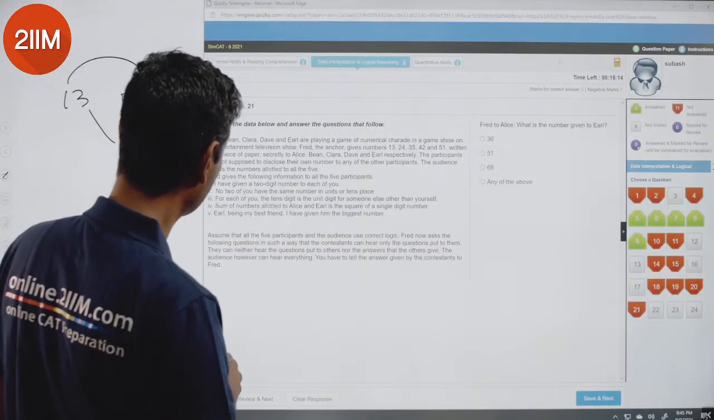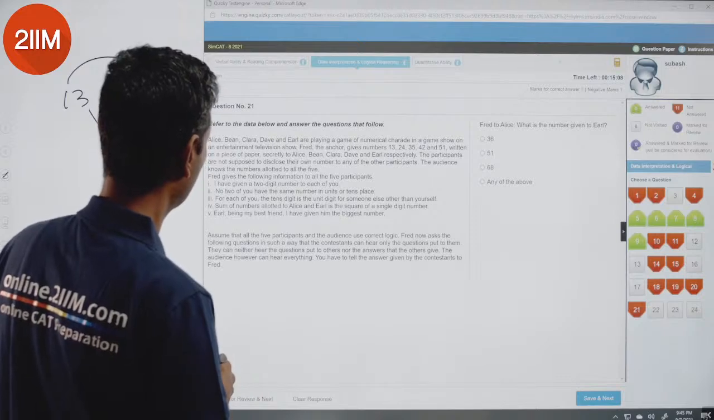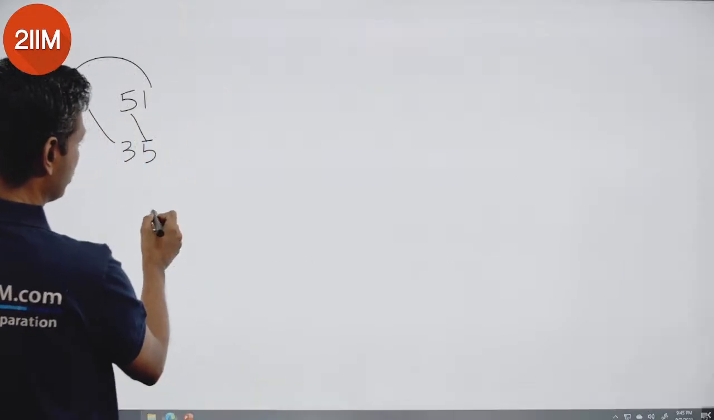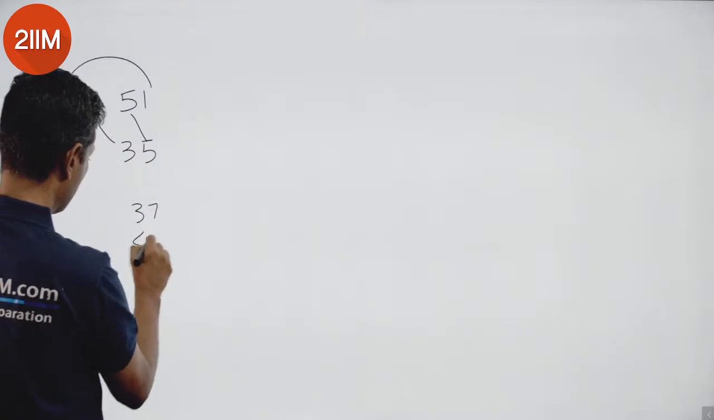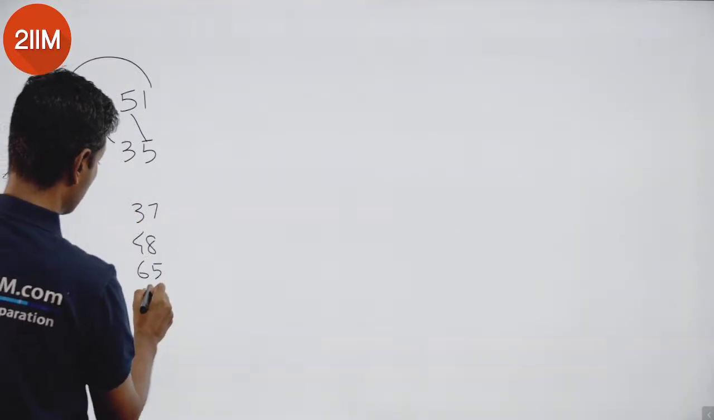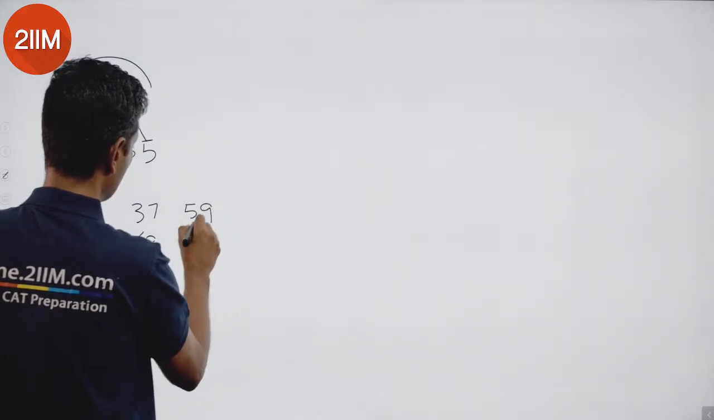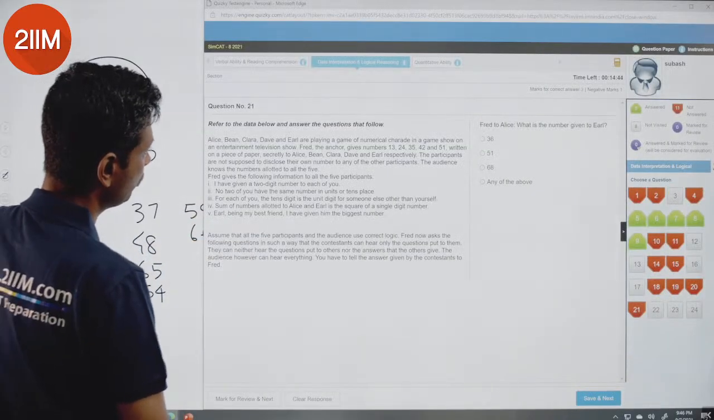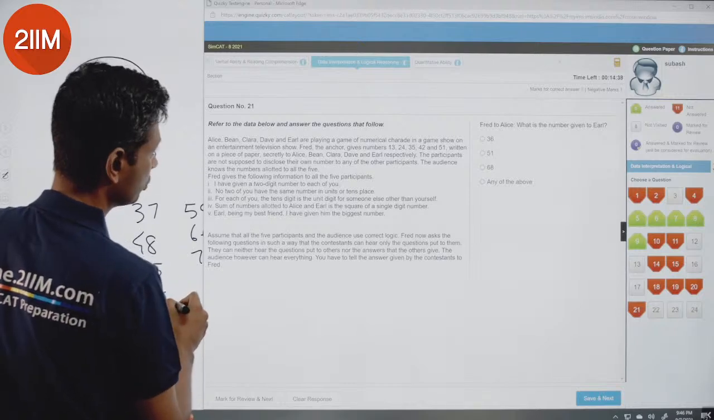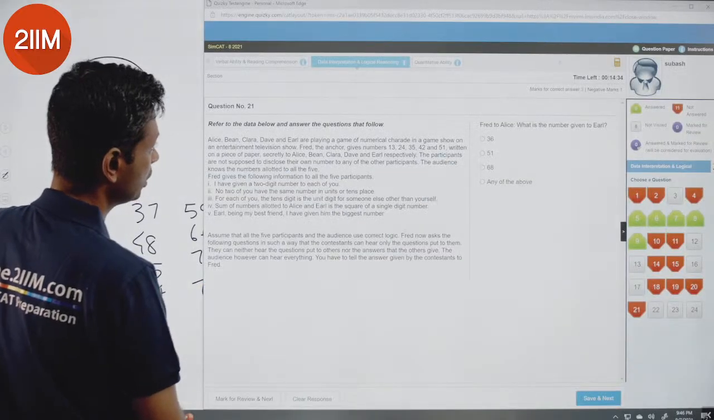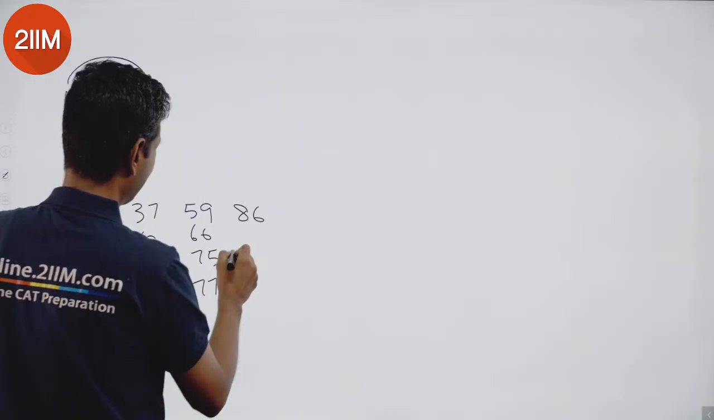The sum of the numbers allotted to Alice and Earl is a square of a single digit number. I can do this. Let me do sums. 13 plus 24 is 37, 48, 65. These are the 3 sums. 13 plus 51, 64. This could be a winner. 24 plus 35 is 59, 66. 24 plus 51 is 75. 35 plus 42 is 77. 35 plus 51 is 86. 42 plus 51 is 93.